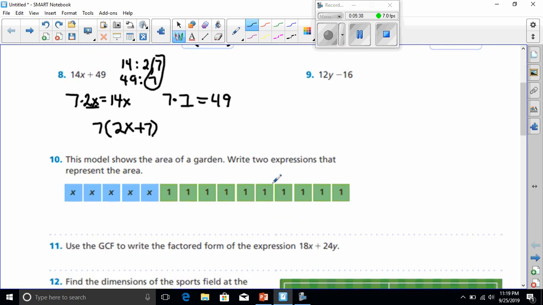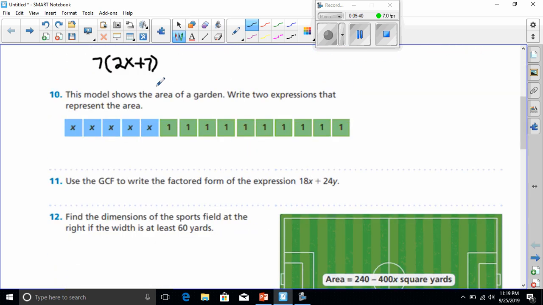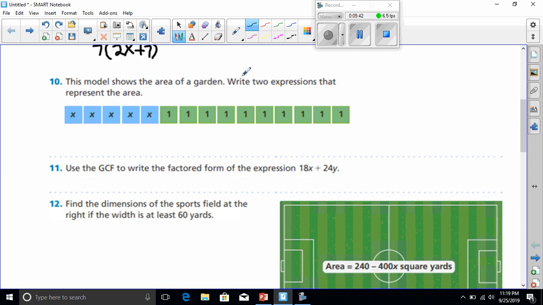I'm going to go ahead and tackle the next problem. This model shows the area of a garden. Write two expressions that represent the area. Well, the first expression can be 1, 2, 3, 4, 5 x plus, well, we have 1, 2, 3, 4, 5, 6, 7, 8, 9, 10. All right.